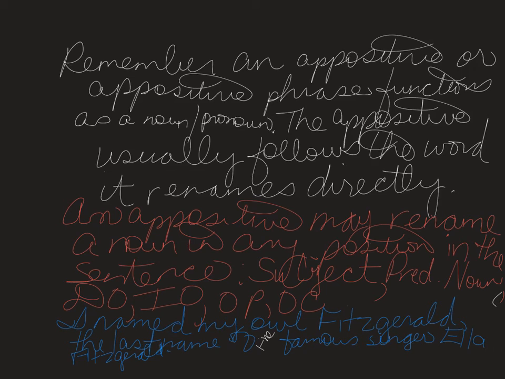An appositive may rename a noun in any position in the sentence. It could be a subject, a predicate noun, a direct object, an indirect object, object of a preposition, or objective complement. For example, I named my owl Fitzgerald, the last name of the famous singer Ella Fitzgerald. Okay, Fitzgerald is your OC, and then you have your appositive phrase renaming Fitzgerald, your OC.